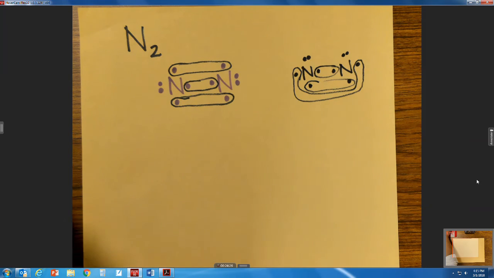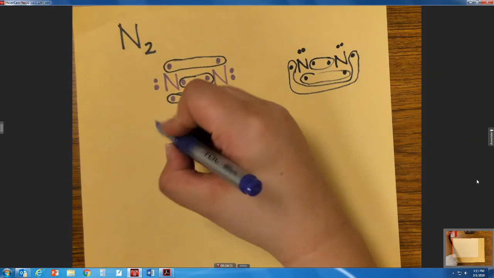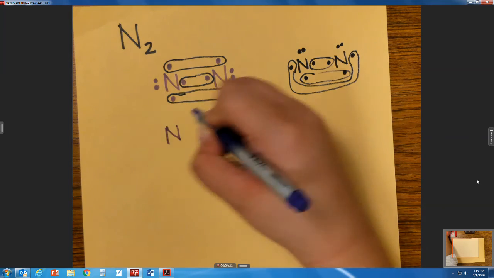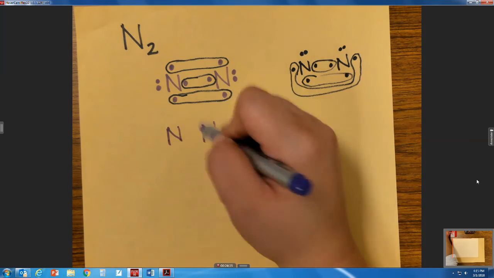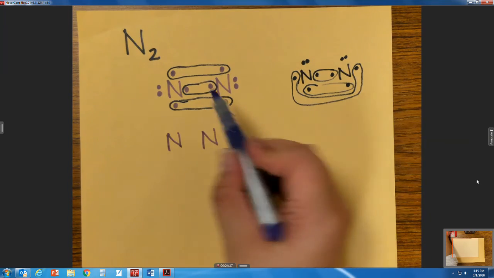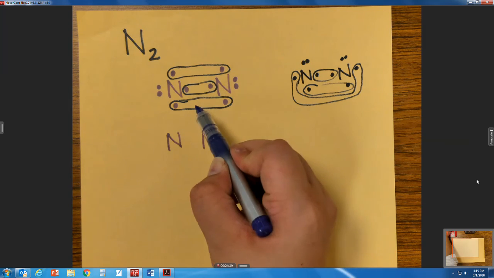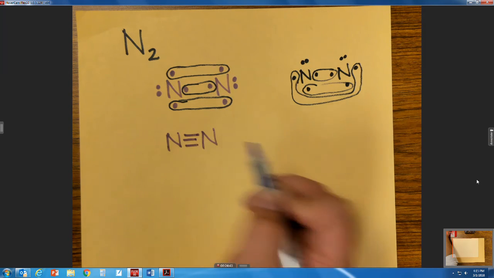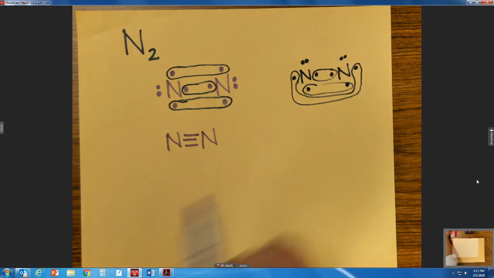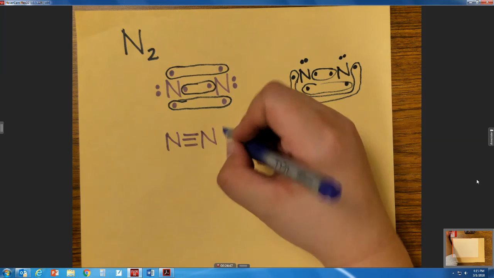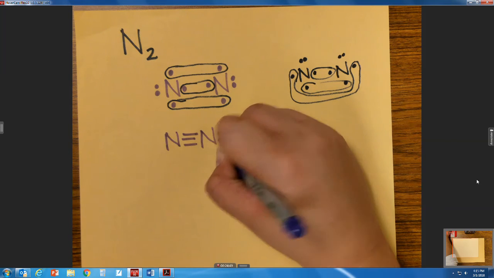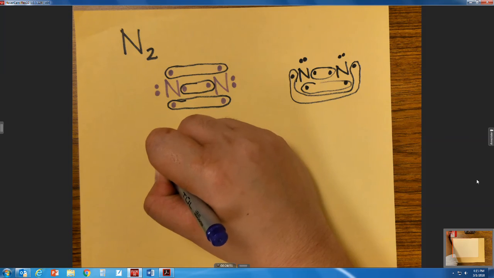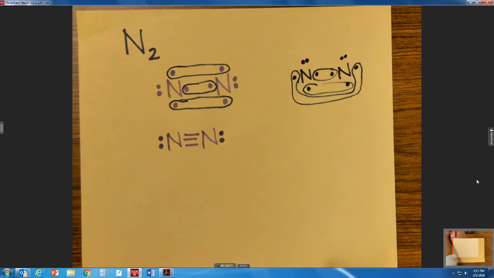Okay, so when you finally create your Lewis dot structure, how many bonds did we create between the 2 nitrogens? Well, that's 1, 2, and 3. We created 3 separate bonds, and then don't forget about your lone pairs. We have 2 lone pairs, or a total of 4 valence electrons.